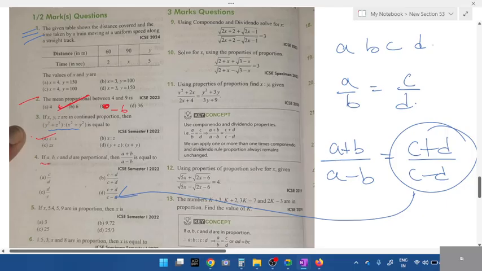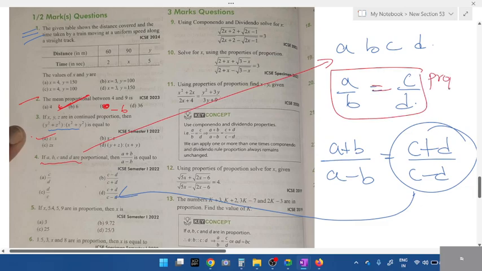So they would just give A, B, C, D are in proportion. As soon as proportion, I told you how to write the proportion value like this. This is proportion. And to this proportion you have to apply componendo, dividendo, and convert it. The right side is the answer.